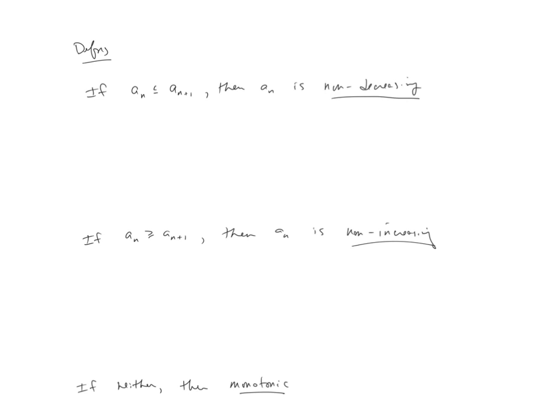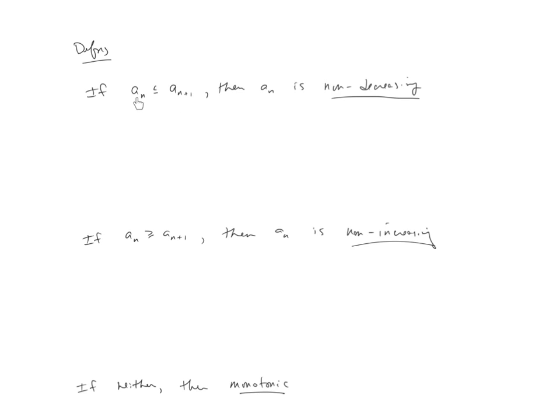Okay, so in this short video, we're going to briefly go through the definitions of non-increasing, non-decreasing, and monotonic. If you take a look here at the notation, let's suppose a sub n is our current term, then a sub n plus 1 would be the next term in the sequence, okay?